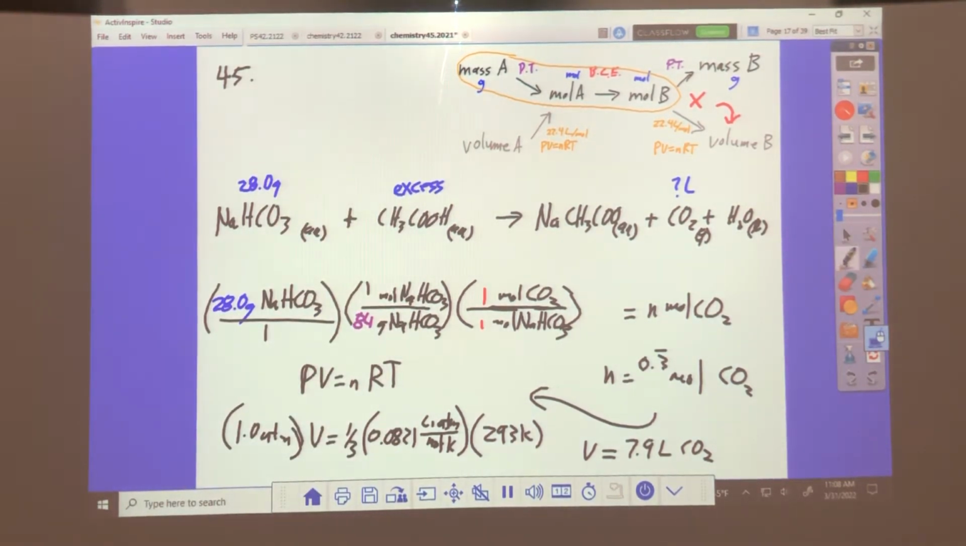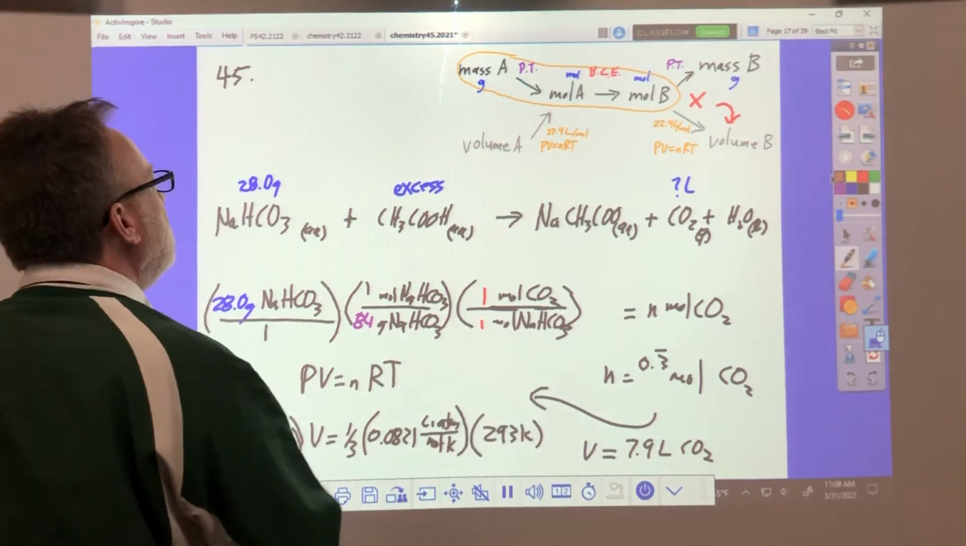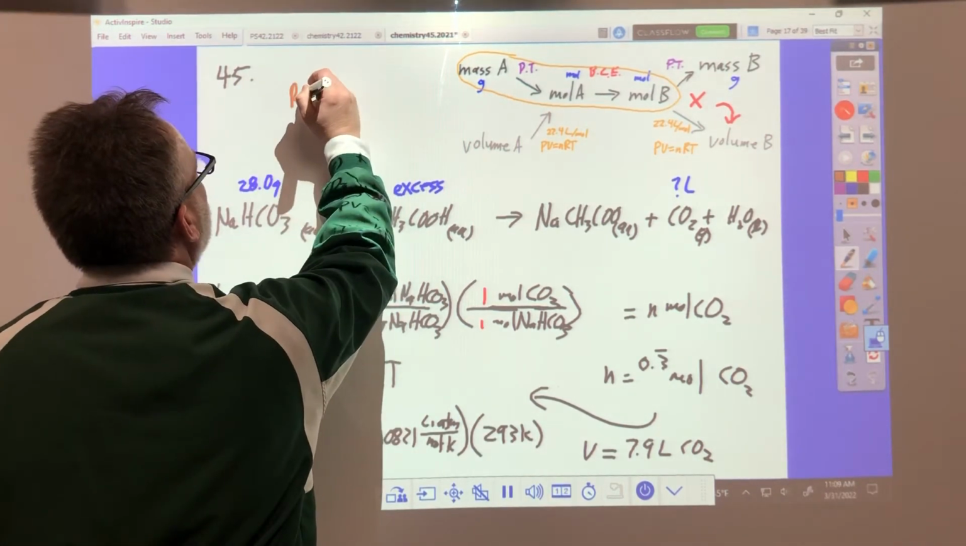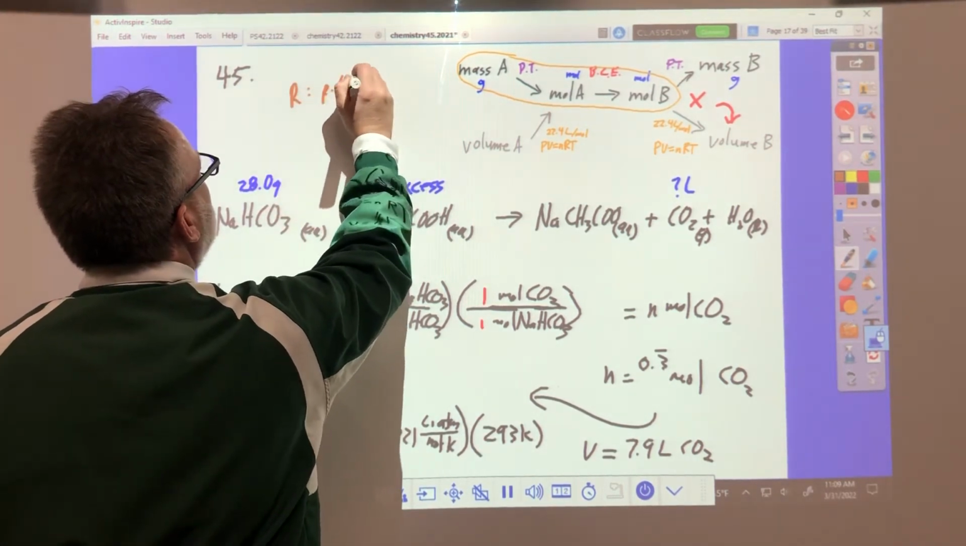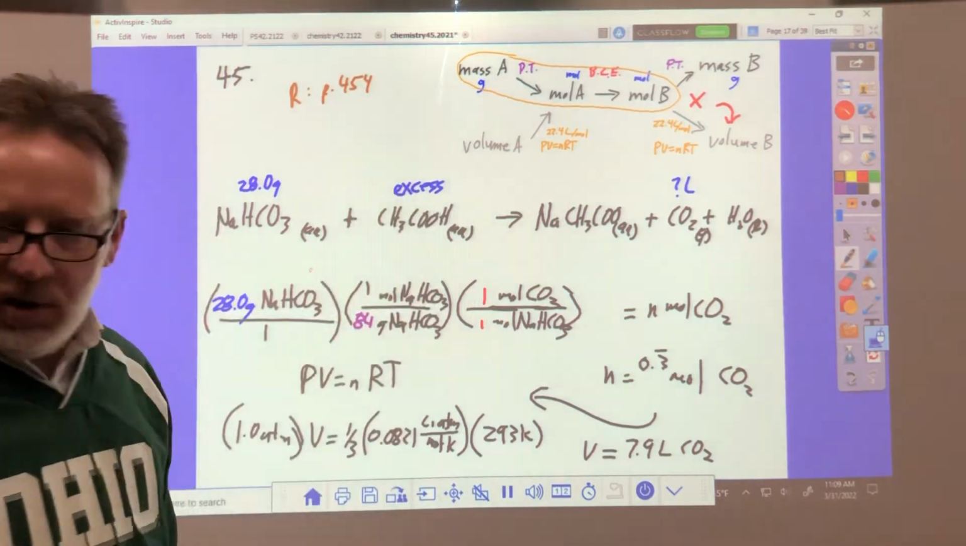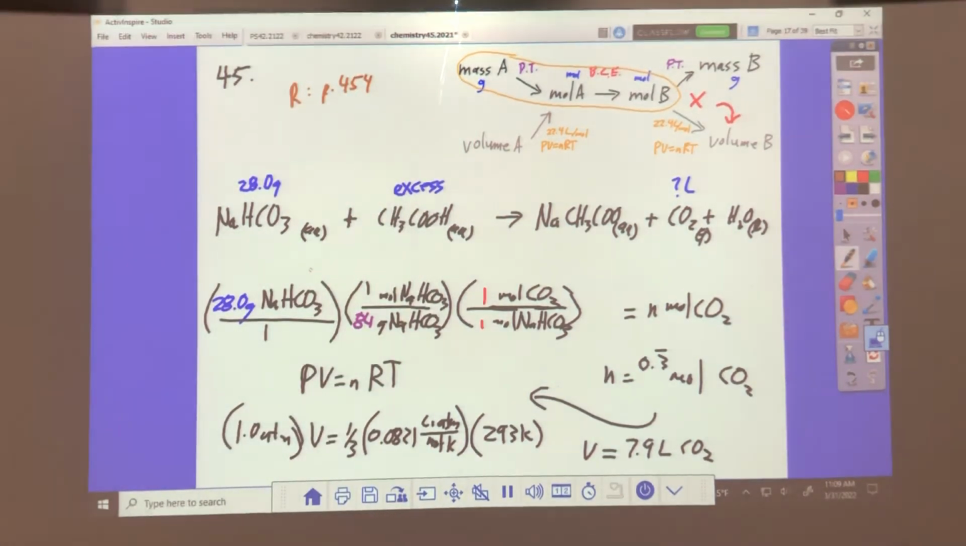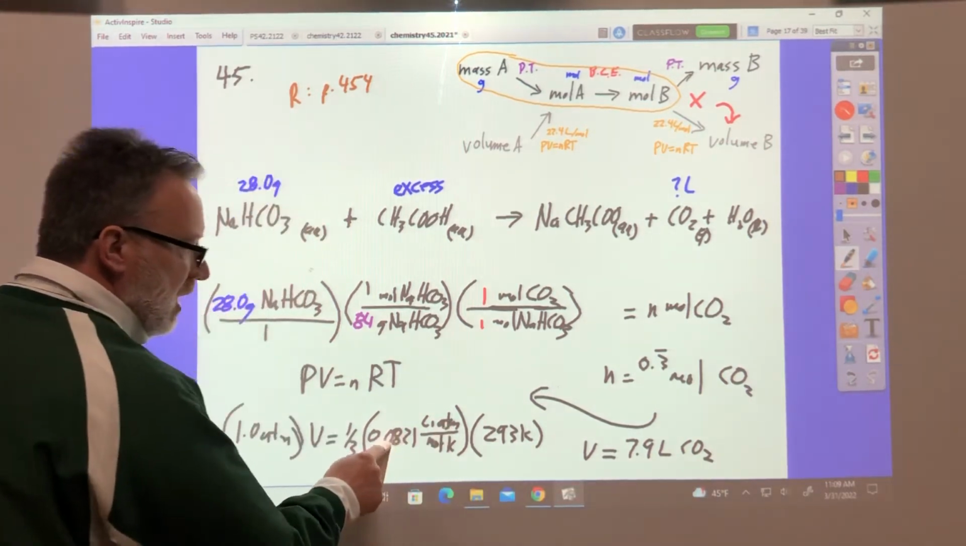Look that up. Don't just write this down. No surefire way to make sure you don't know anything: just write it down, don't pay any attention. R, page 454. We looked at that. It was in the weekly notes. It's in the flip chart notes. That little table. Okay? If it's atmospheres in this unit, that is the number.